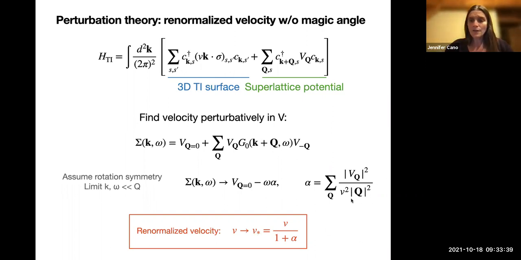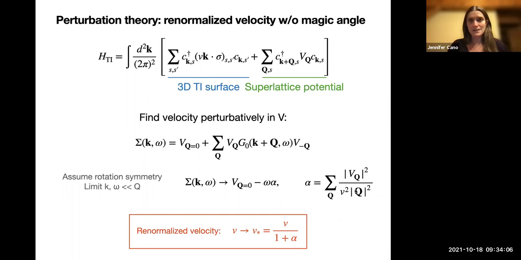On the other hand, alpha also has a denominator. So as this denominator gets smaller, that's another way to crank up alpha, which will again make V star, the renormalized velocity, smaller. So what does this wave vector mean? This is the wave vector of the potential. So as the length scale of the potential gets larger, the wave vector gets smaller. And so this can be thought of as saying a larger superlattice unit cell gives us a smaller velocity.